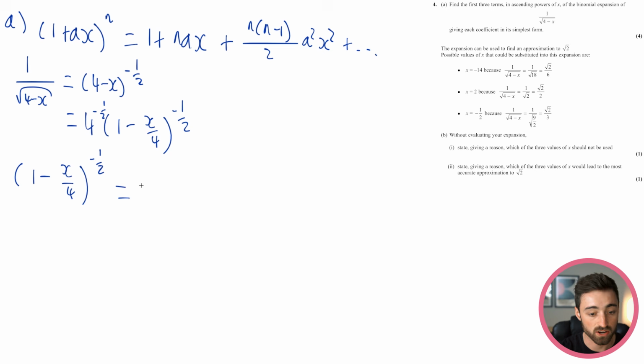Not too bad. So 1 plus n, what's n? Minus a half. That's going to be minus a half times a, which is the coefficient of the x, which is minus a quarter.